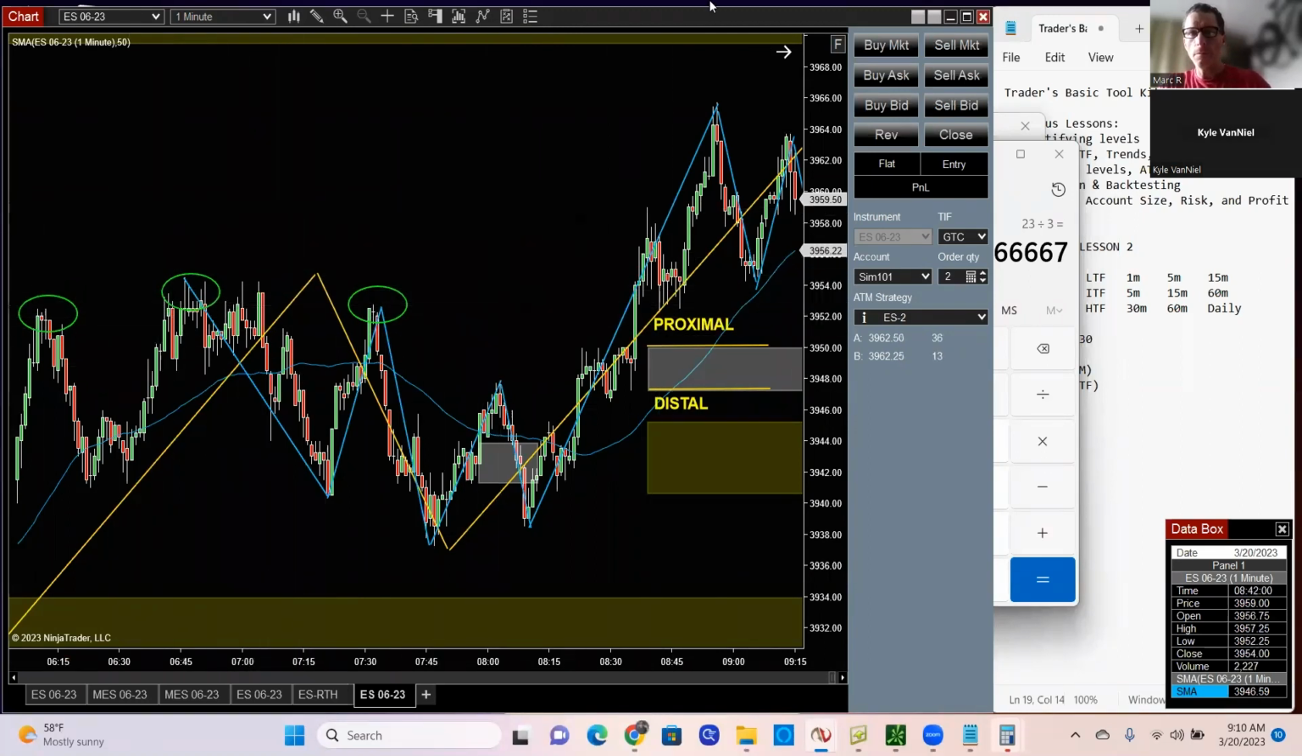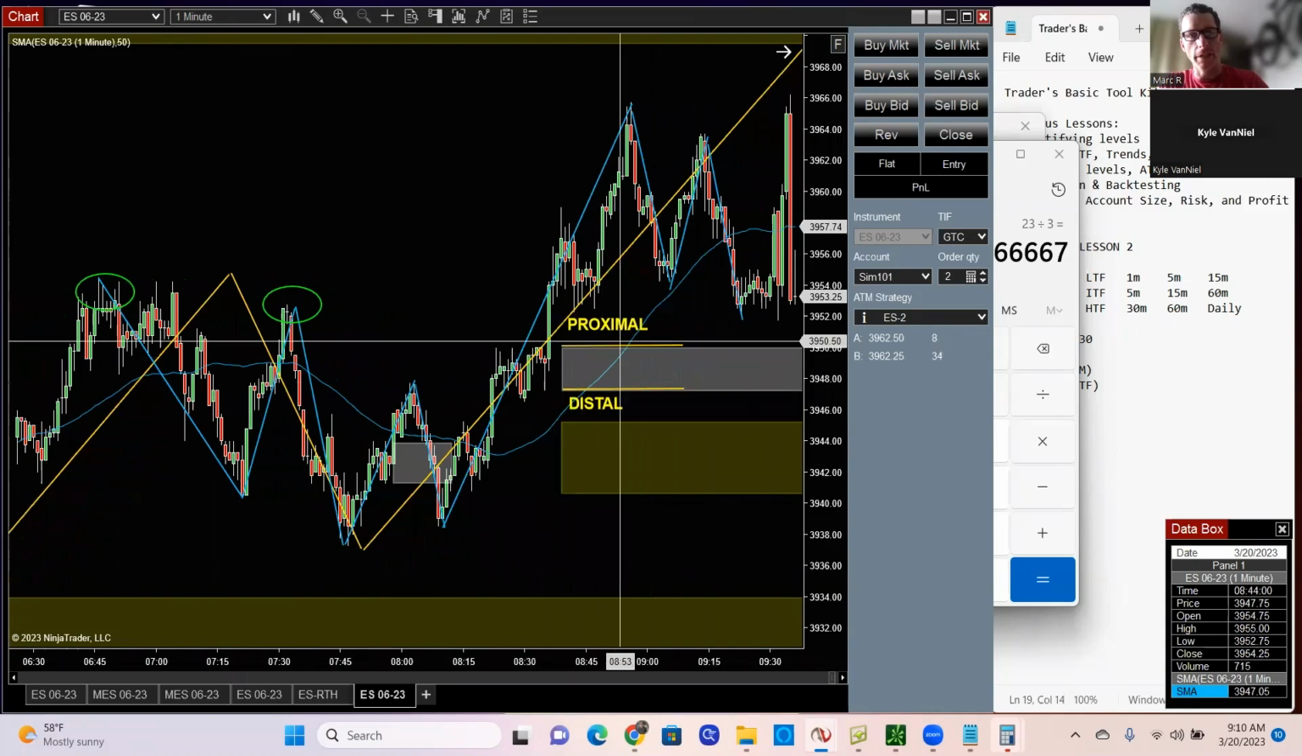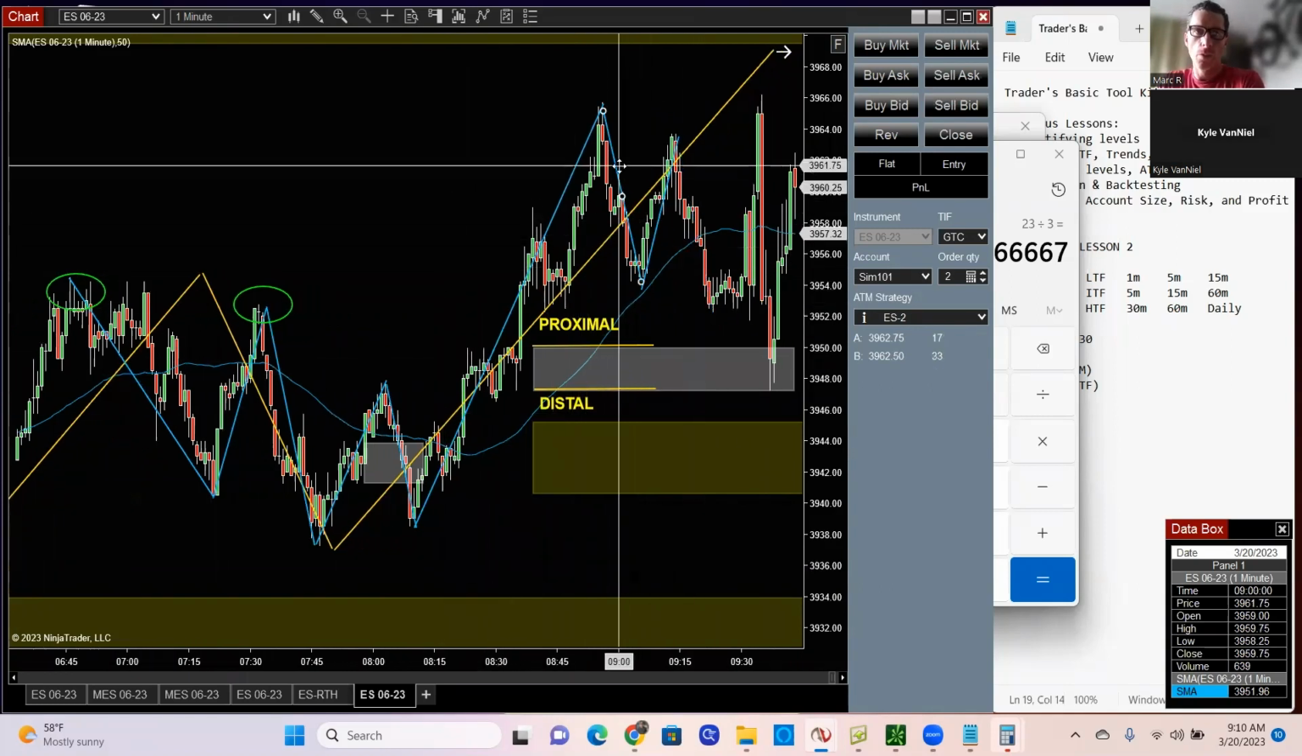So price comes back into here. It's not a surprise that it hit here and went a little higher. But there also is a good level right here, so it's not to be ignored.